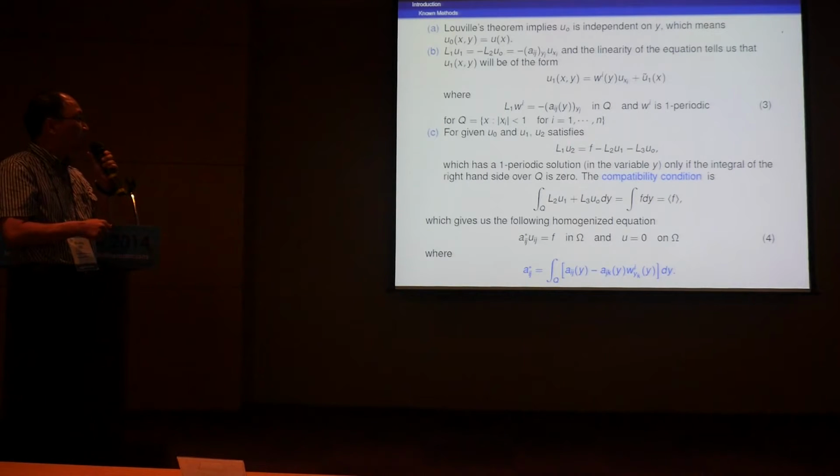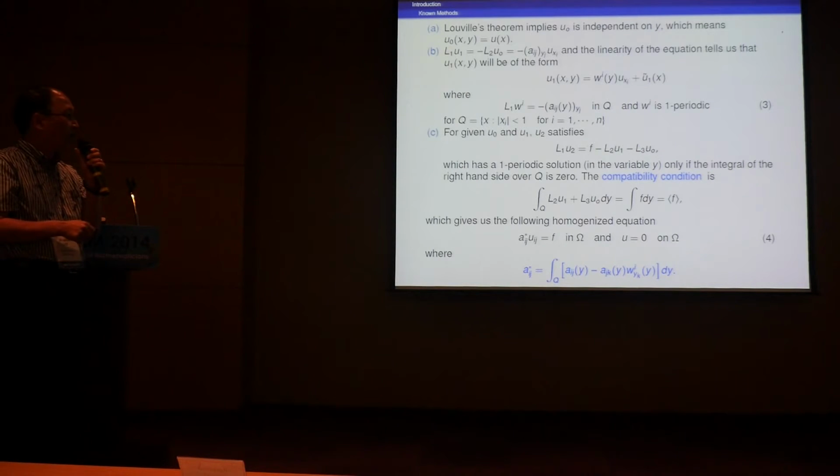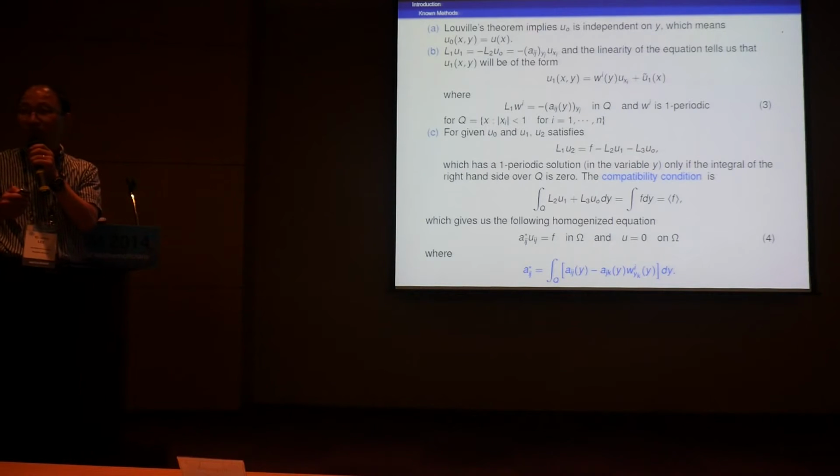Well, this is a divergence type equation. This is a right-hand side. And if you take an integral of this divergence structure in a unit ball, then the integral is zero by integration by parts. So the integral of this one is zero. And such a condition gives you this homogenized equation. So this is a very heuristic argument.